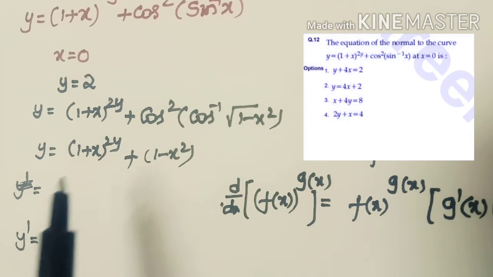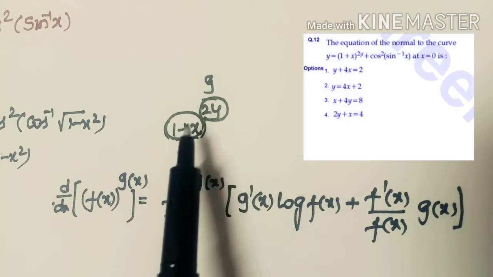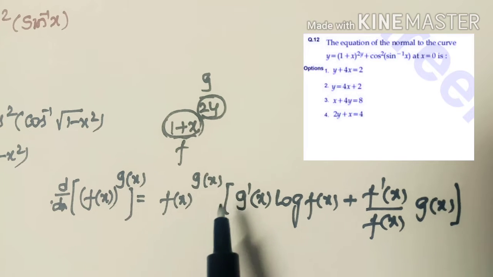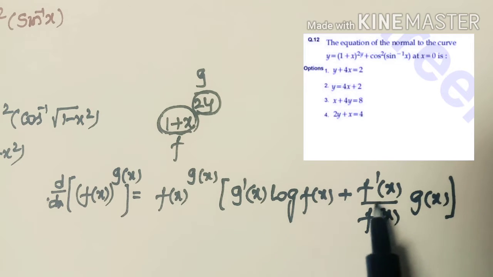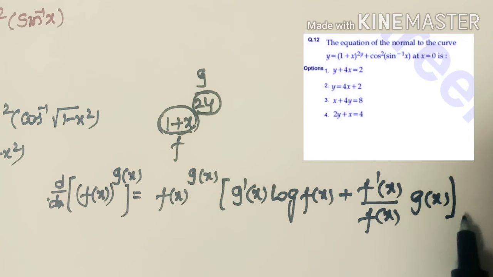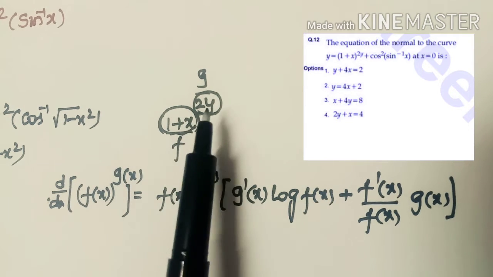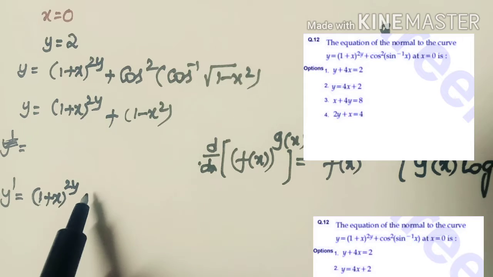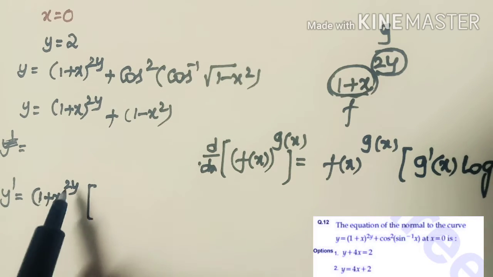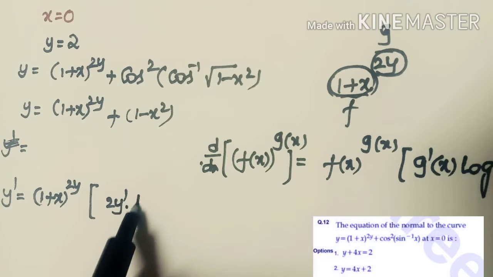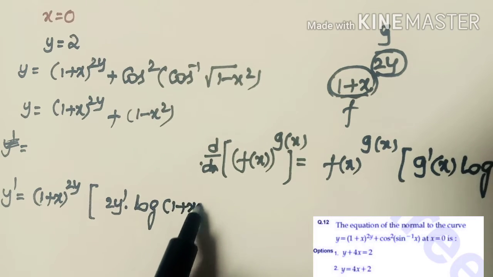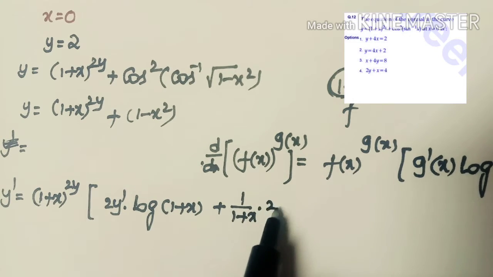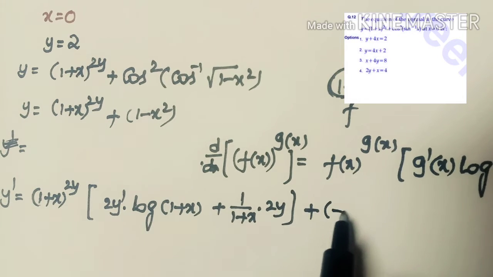Now the derivative y' of (1 + x)^(2y), which is in the form (1 + f(x))^(g(x)), uses the formula: f(x)^(g(x)) into g'(x) log f(x) plus f'(x)/f(x) into g(x). Now applying the formula, f = 1 + x and g = 2y. We get (1 + x)^(2y) into [2y' log(1 + x) + (1/(1 + x)) into 2y] plus the derivative of 1 − x², which is −2x.